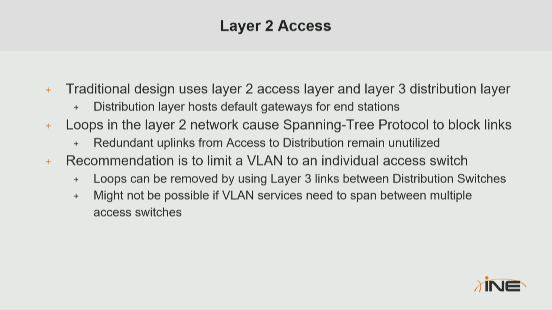Okay, the ideal recommendation would be to limit VLANs to an individual access switch, so that loops could be removed by using layer 3 connectivity between the distribution switches instead of layer 2.